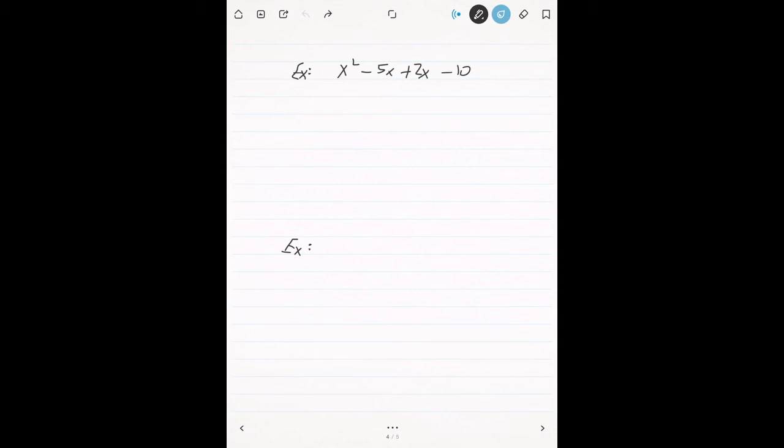Now, let's put our parentheses in. Notice that I'm still leaving the plus sign in between the parentheses. Let's identify the GCF of each group individually. We have x squared minus 5x. There's nothing in common with the numbers, but each term has at least one x in it. And then for the 2x minus 10, each term has at least a 2 in it.